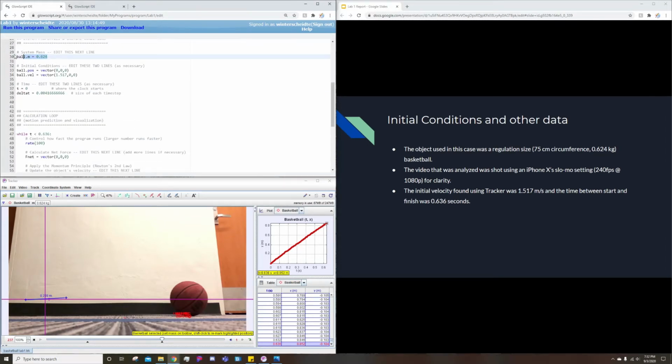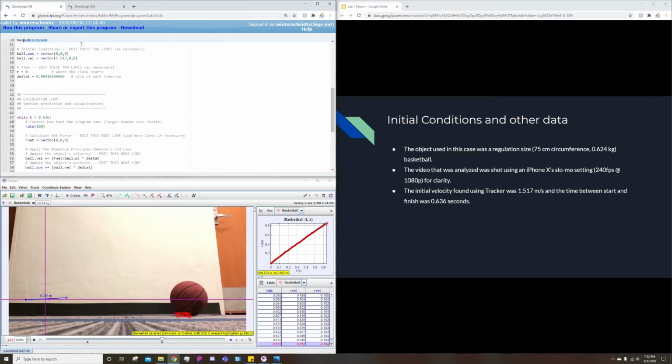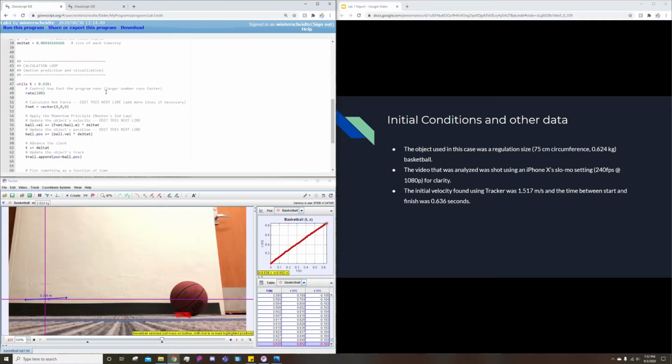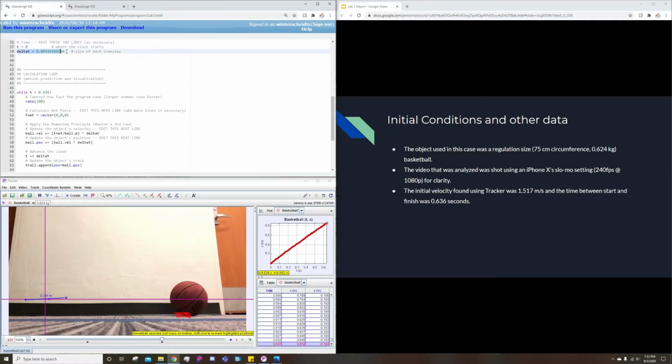Now if you look up to the top left corner, you can see the GlowScript, and there's the ball mass, which doesn't actually matter in this case, since we have a constant velocity. This is the ball position, which started at the vector 0, 0, 0. And the ball velocity, the initial velocity, which I found in Tracker, 1.517. And delta t, I set that to be the same as the time between frames. Since we're at 240 frames per second, it's 0.00417.